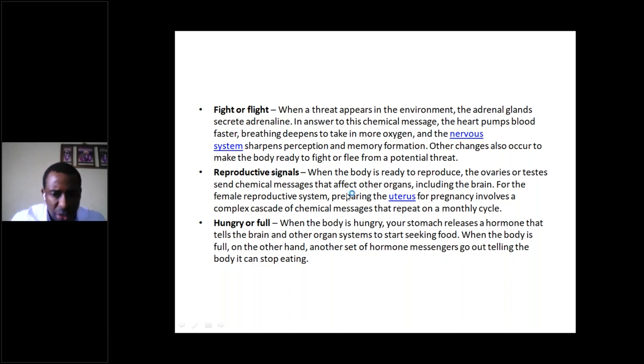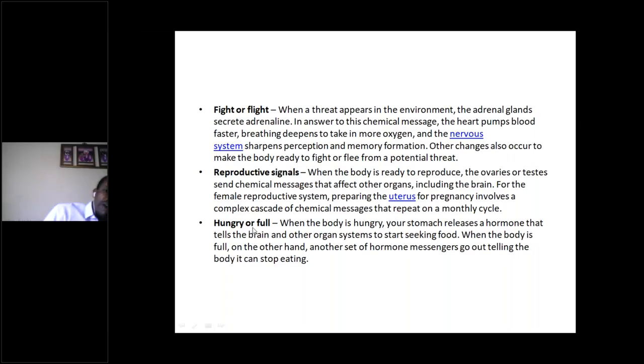So also the reproductive signals are there. So when the body is ready to reproduce, what will happen? The ovaries or the testes will send chemical messengers that will also affect the organs, including the brain. For the female reproductive system, it will prepare the uterus for what? Pregnancy. Okay, which involves a cascade of chemical messages that repeat on a monthly cycle. Okay, what we talk about ovulation and all those things.